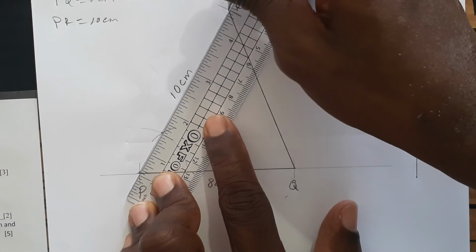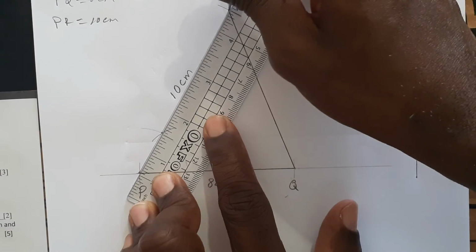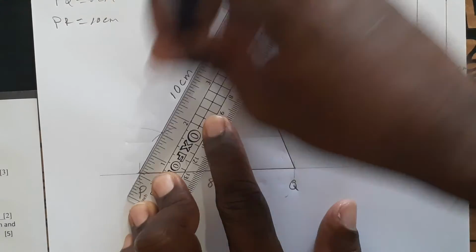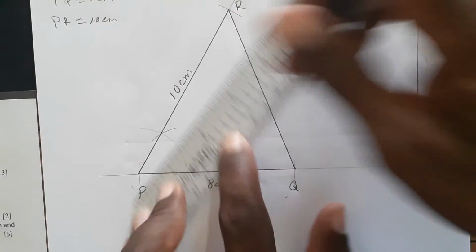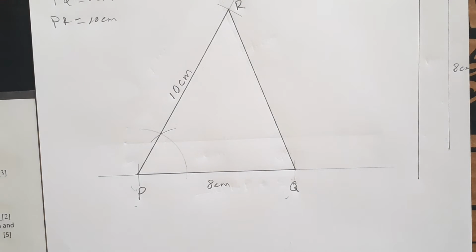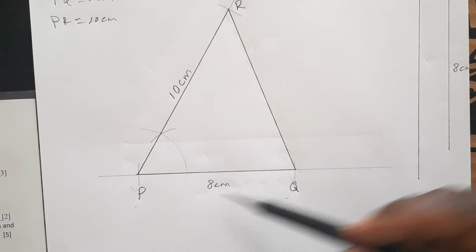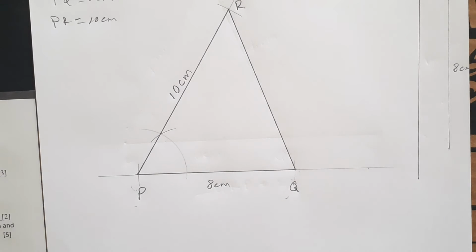We have to see the difference between our construction lines and the actual triangle. Do not erase the construction. You see this extra piece here, you see the arc inside here. Do not erase those construction lines. So what we have here now is triangle PQR.